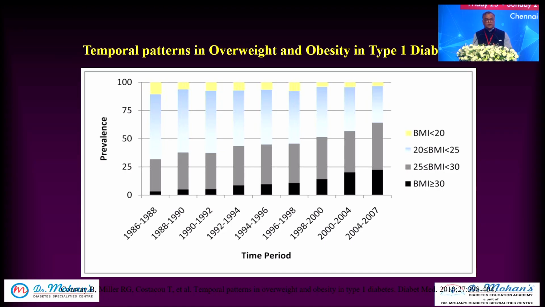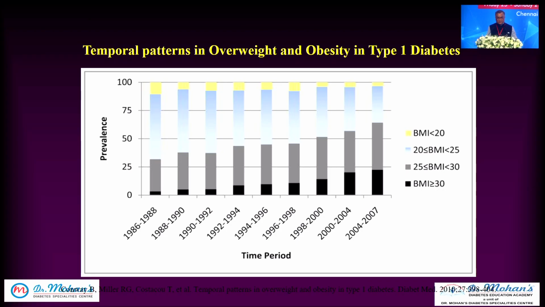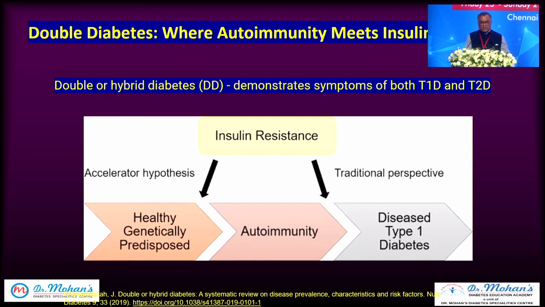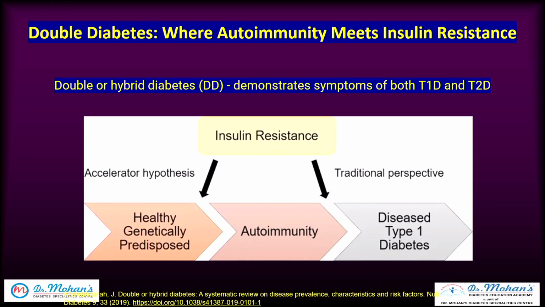This bar diagram clearly shows the increased prevalence of obesity and overweight over the past decades in type 1 diabetic individuals. We can see the prevalence of obesity as well as overweight is on the rise. Almost 20 to 25% of type 1 diabetic individuals are overweight and 5 to 10% of them are obese. We have seen clearly that double diabetes demonstrates both the symptoms of type 1 and type 2 diabetes.